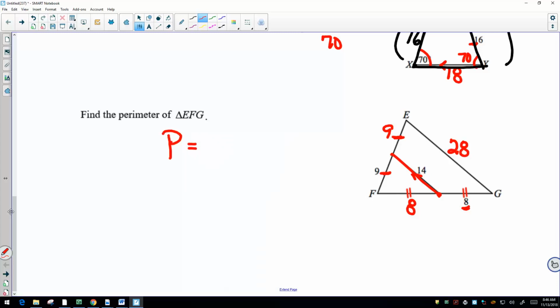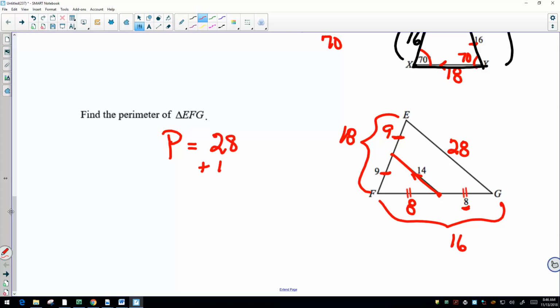So if I'm going to find the perimeter, I want to add up all of the outside sides. So this whole entire side I know is 18. This whole side I know is 16. So the perimeter is now 28 plus 18 plus 16. And if I add that all up, that's going to give me a total of 62.